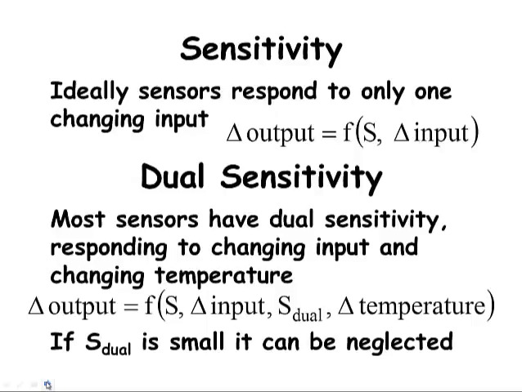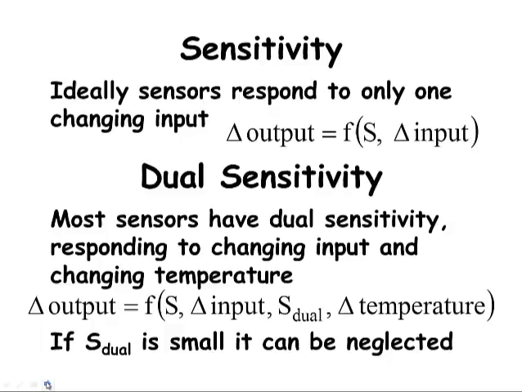Ideally, a sensor responds to only one changing input. Unfortunately, many sensors and transducers have a dual sensitivity to temperature. This means that the sensor output changes as temperature changes even if the input does not change. So dual sensitivity means that the output is a function of one or more changing inputs or environmental conditions. If the sensitivity of the second changing factor is small, it can be neglected.